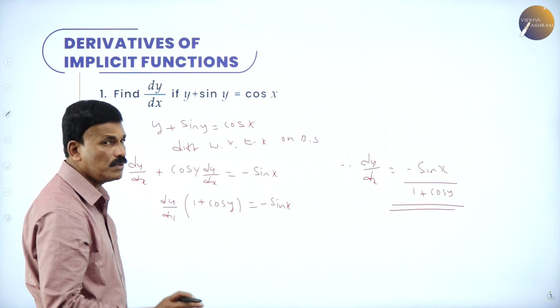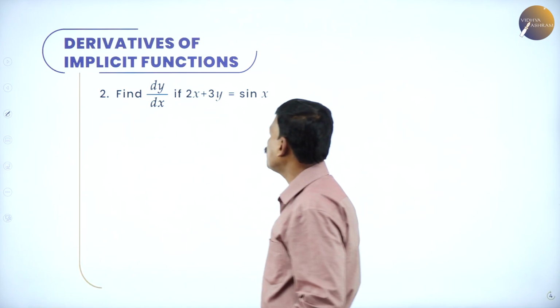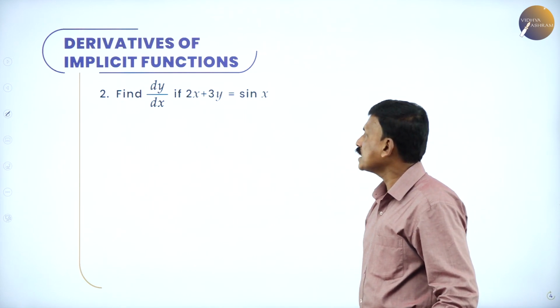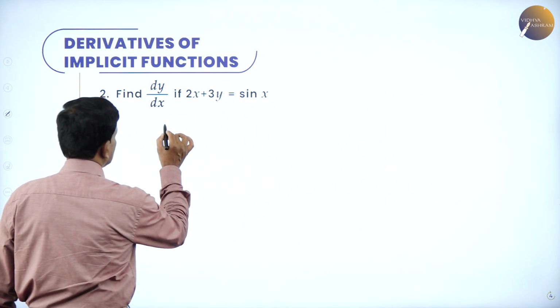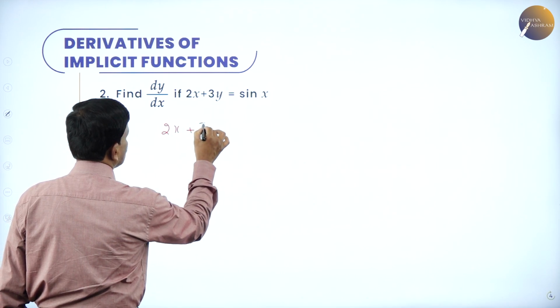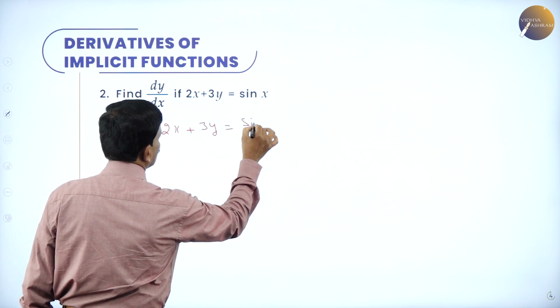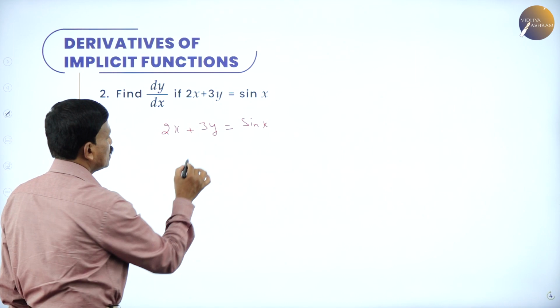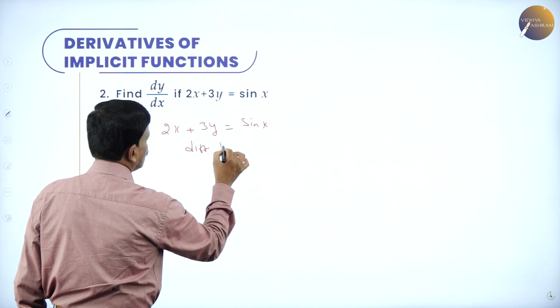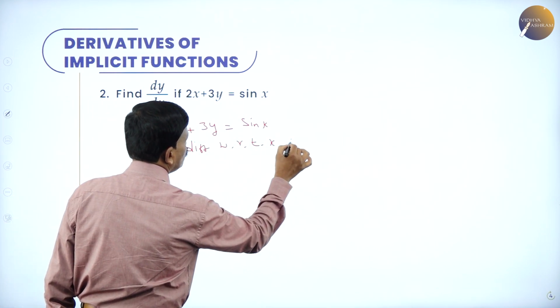Now let us take a similar problem. Find dy by dx if 2x plus 3y is equal to sin x. Now what is the given equation? The given equation is 2x plus 3y is equal to sin of x. Now here also differentiate with respect to x on both sides.